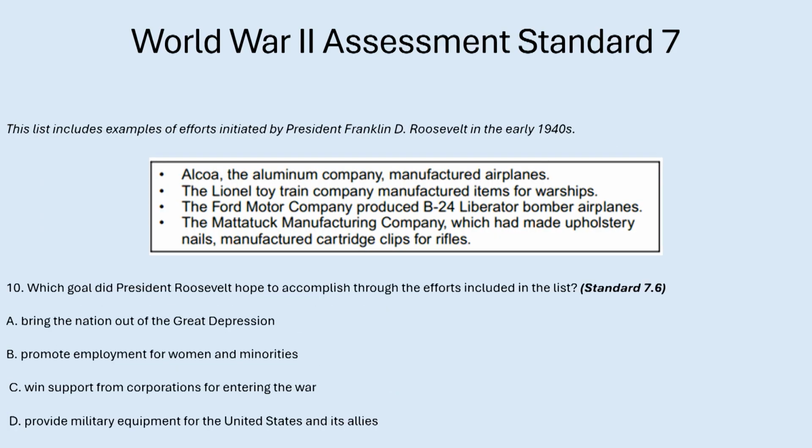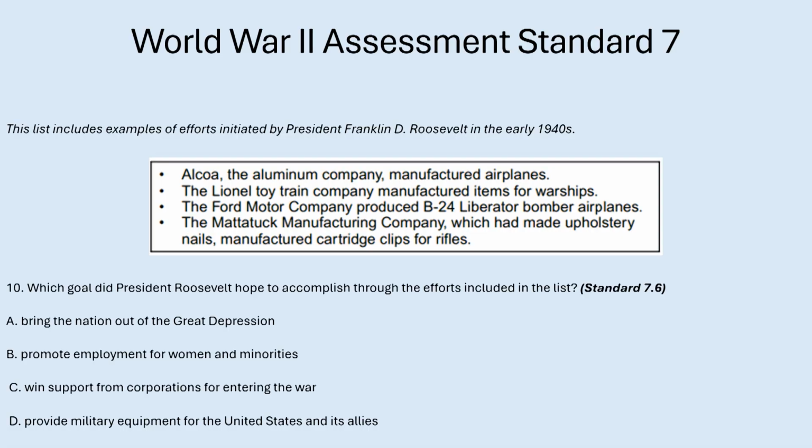This list includes examples of efforts initiated by President Franklin D. Roosevelt in the early 1940s. Alcoa, the aluminum company, manufactured airplanes. Lionel Toy Train Company manufactured items for warships. The Ford Motor Company produced B-24 Liberator bombers. The Metalook manufacturing company, which had made upholstery nails, manufactured cartridge clips for rifles. Which goal did President Roosevelt hope to accomplish through the efforts included in this list?